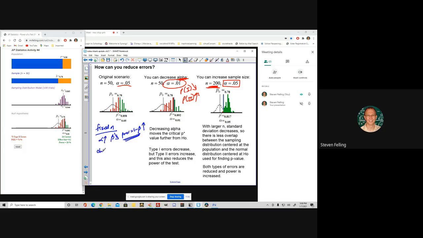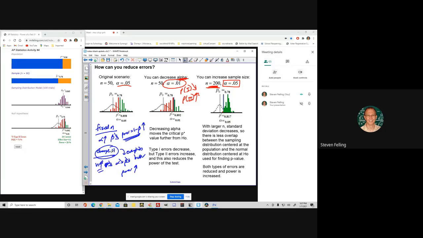If you can change n, then if you change n, the standard deviation, sigma, goes down. When these things get narrower, both alpha and beta go down because there's less overlap between the two bell curves. And that makes the power of the test go up. Right? So changing n always makes everything better. If you increase n, everything gets better.